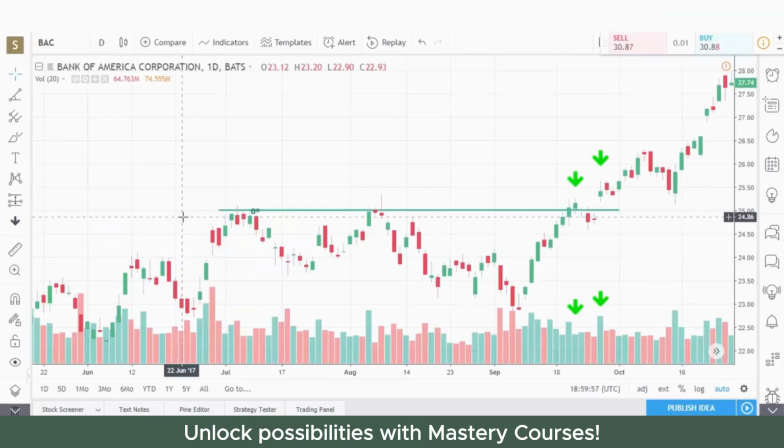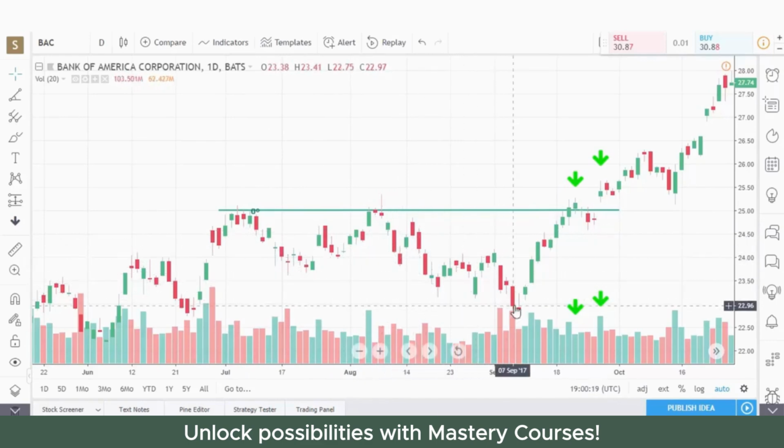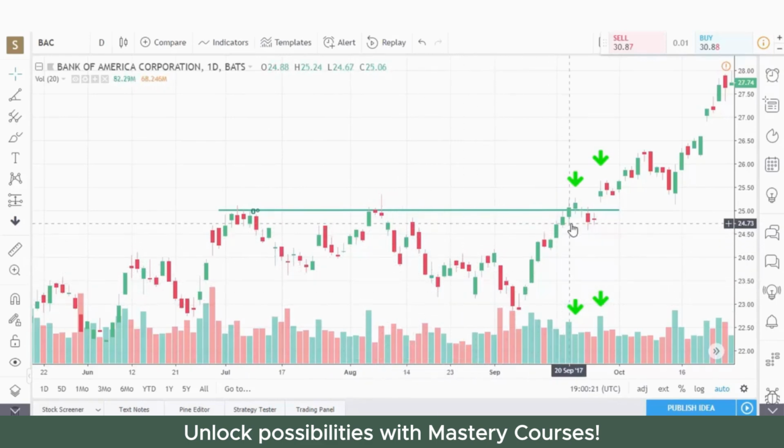Let's look at a daily chart of Bank of America for how to trade resistance. I've drawn a resistance line here at around $25. The stock went up in July of 2017, traded around the $25 level before dropping back, and went up again in August to the $25 level before dropping back, and then traded up again in September to the $25 level. It's a pretty good resistance level at this point. We've been trading at this level for about 3 months.